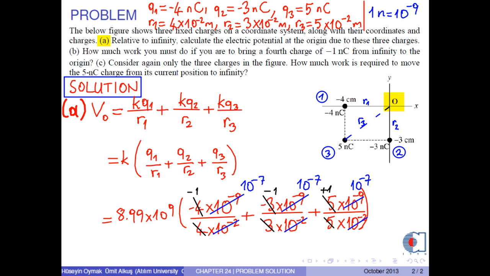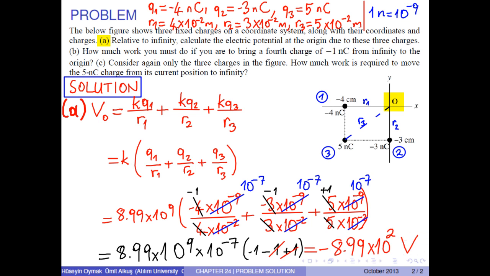Now we can take the term 10 to negative 7 outside the parenthesis. In the parenthesis, we are left with negative 1. As a result, we obtain the electric potential at the origin due to these three charges as negative 8.99 times 10 to 2 volts.